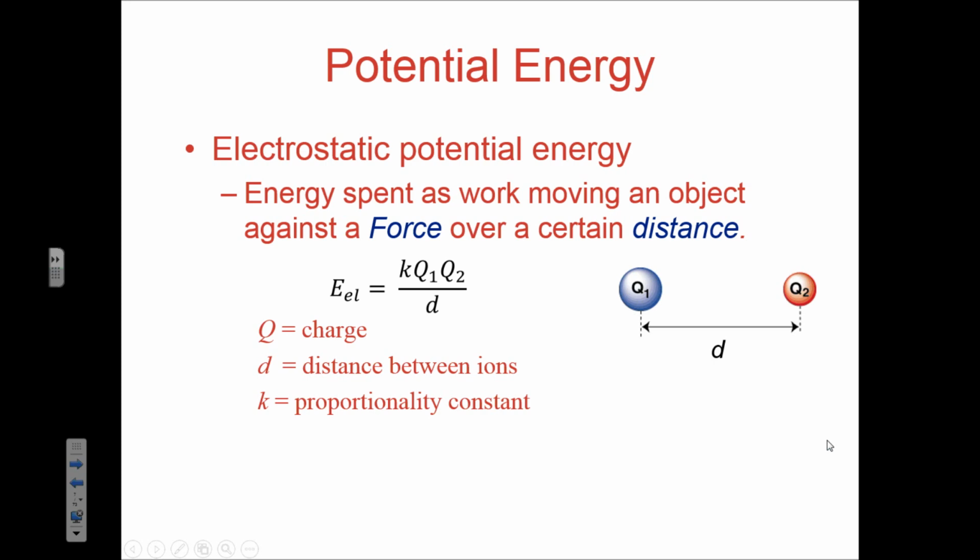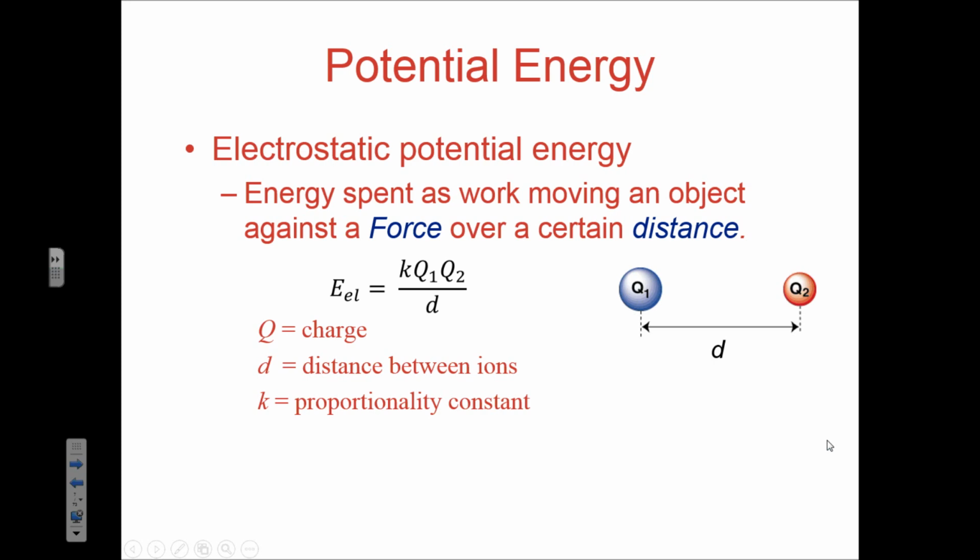So as we're pulling these apart over this distance between the two of them, how much energy would it take to move these two charged particles apart? Now, in this particular case, d would represent the distance between the ions, and k is what's called the proportionality constant.